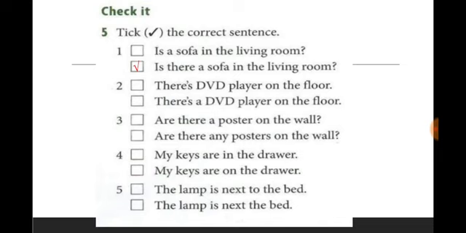Number two. There is DVD player on the floor. Or we should say there is a DVD player on the floor. Of course, the second one is the correct one. There is a DVD player. For a singular countable noun, we must put an indefinite article before it, either a or an. There is a DVD player on the floor.